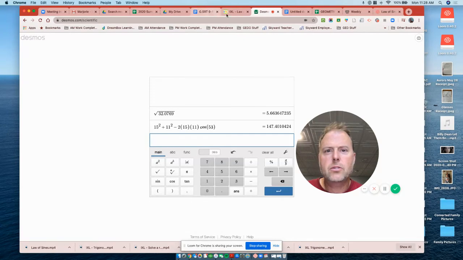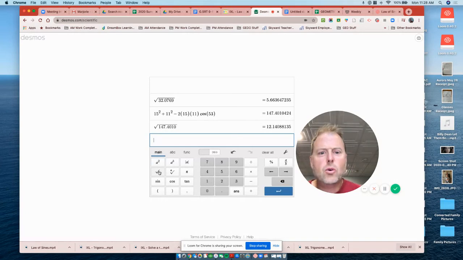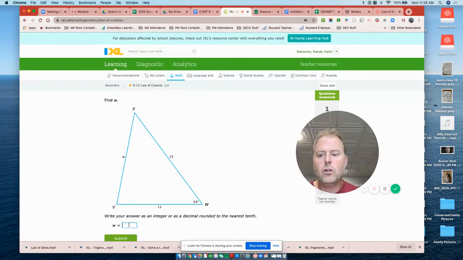So the square root is here. 147.4010. I get 12.14. So in IXL, that's going to be 12.1.